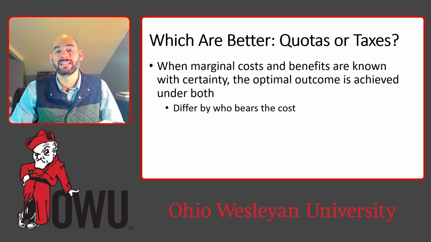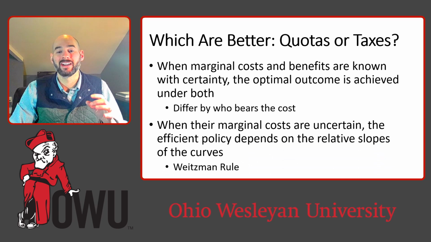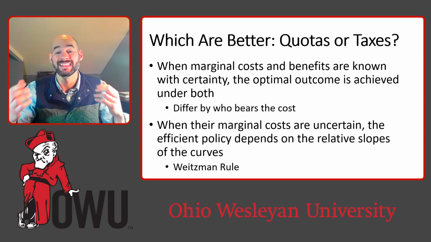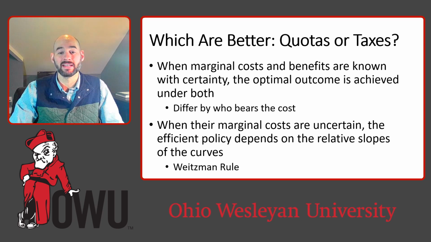And when there is uncertainty about the marginal cost curve, then the efficient solution may depend on the relative slopes of the curves, which is going to imply, referencing our old friend Marty Weitzman, whom we discussed back in week 2, using the Weitzman rule as a way to think about whether taxes or quotas will be more efficient. And that we are going to talk about next week in class.